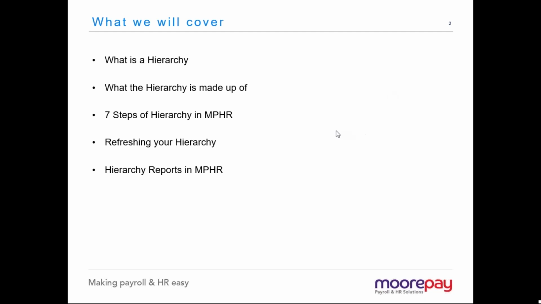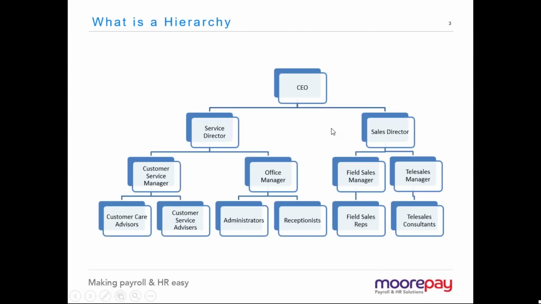So the first thing that we're going to look at is what the hierarchy actually is. So the hierarchy shows an organization's structure, detailing the reporting lines for each of the employees. The hierarchy drives all the approval processes and workflows within the Moorepay HR system. So for example, it will drive leave requests, employee self-service, timesheets, that kind of thing.